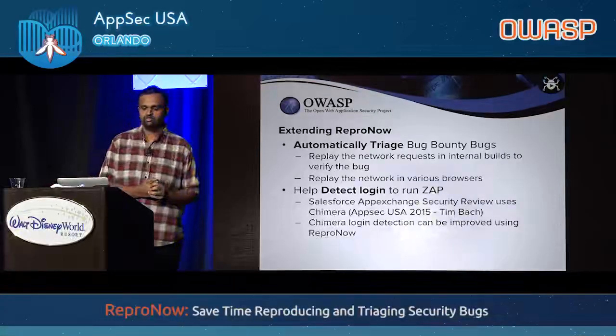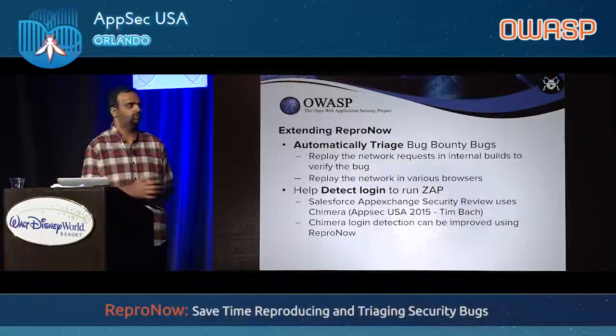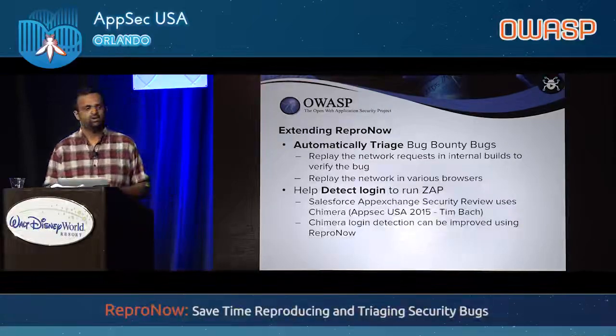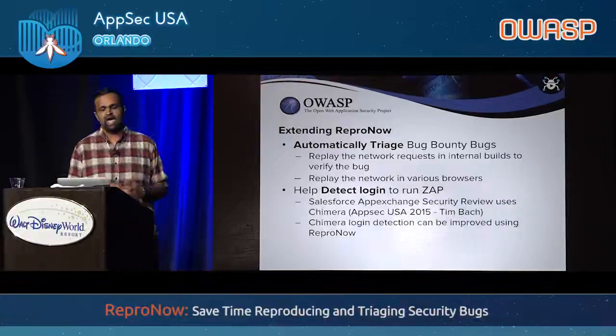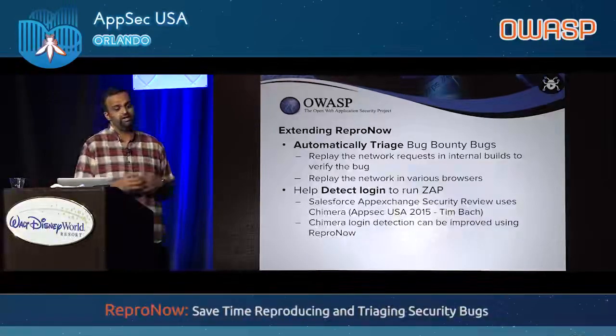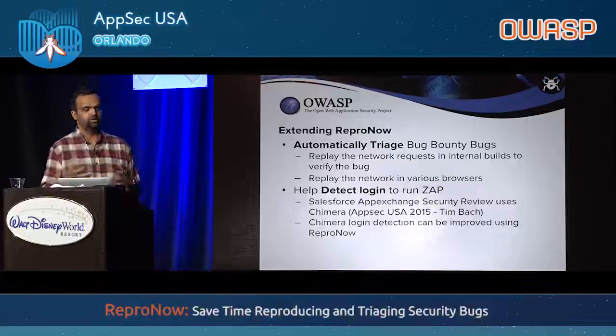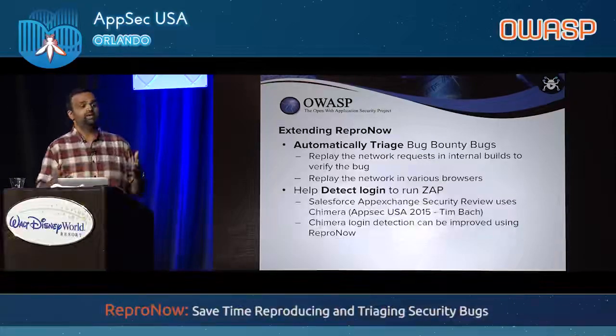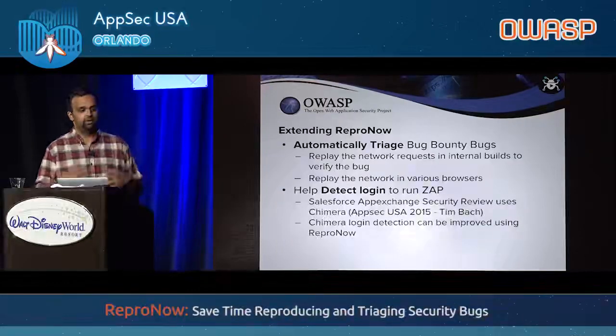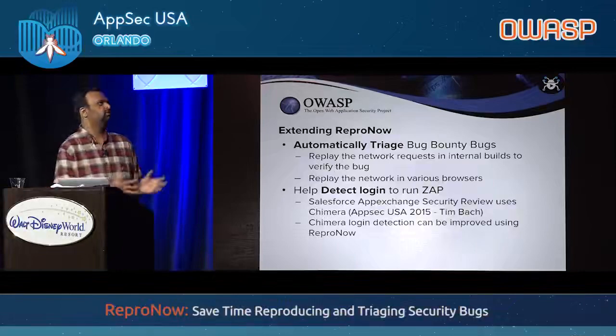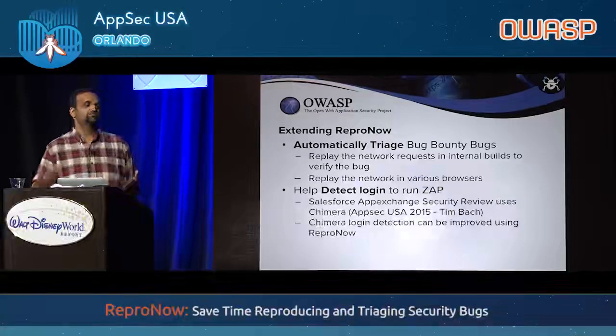So there are a couple of things that we are thinking that we can do with ReproNow. One is automatically triaging security bugs. Since we have the network request, and let's say the environment you're given to the researchers is the production environment, that most of the time that's what happens. You want to replay that in internal builds and check if it is already fixed or not. You can do that because you have the network request, you just have to play it through the internal builds and check if it's a valid bug.